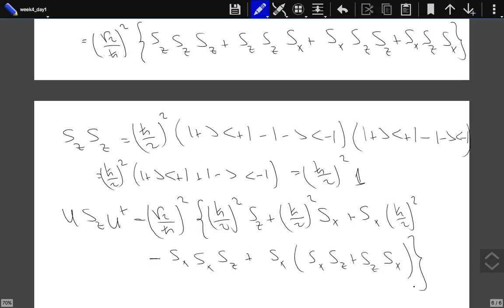So you see, this is Sx. You can repeat the same derivation using Sx plus and Sx minus instead of the plus and minus bras and kets. It's basically the same derivation. So this is also h bar over 2 squared. So this will cancel this one.